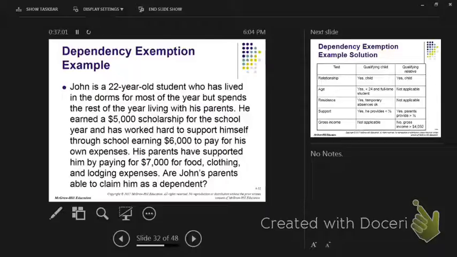So John is 22. He lives in the dorm most of the year, but he spends most of the rest of the year living with his parents. He has a $5,000 scholarship, works hard to support himself. He earns $6,000 to pay his own expenses. His parents have supported him by paying $7,000 for food. Are John's parents able to claim him as a dependent?